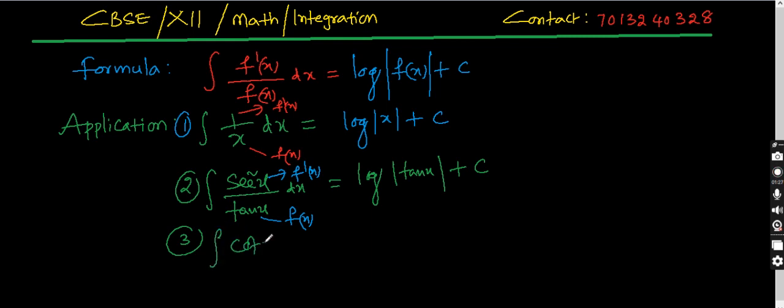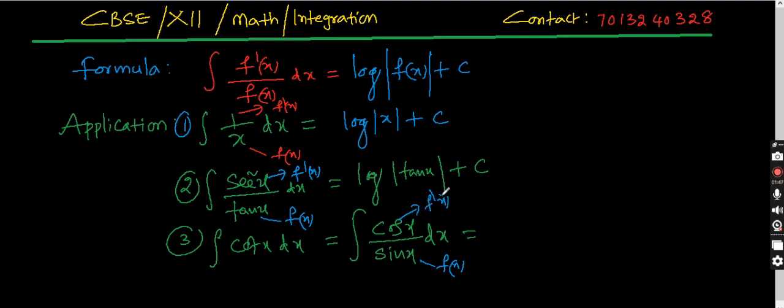And next we go to example number 3. Suppose the integral of cot x dx. What is this integral? We can write it as cos x by sin x dx. Now this is f of x and this is f dash of x. So this integral is log of f of x, that is log of sin x plus c.